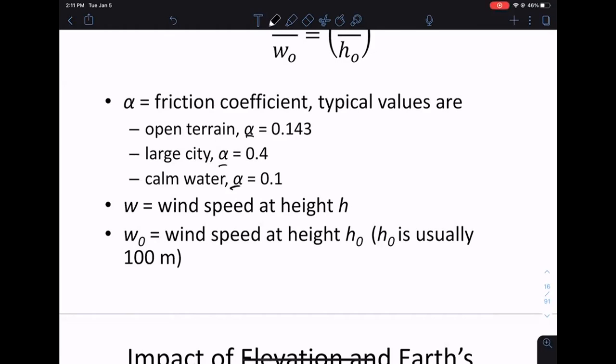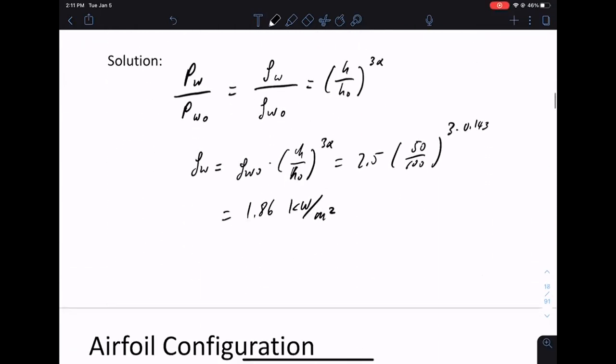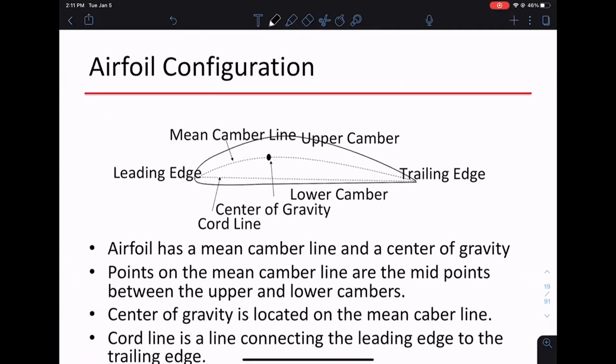Okay, all right, so let's stop here today because next we're going to airfoils. Basically, how do airplanes work? That may be better to do all together in the next lecture.